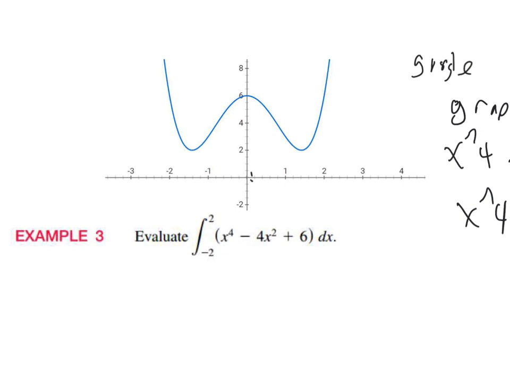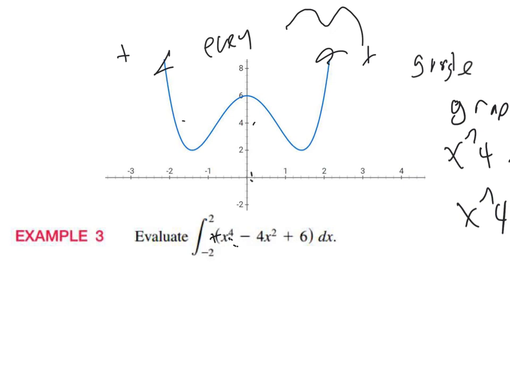Anyway, I'm looking at this function, and it's a fourth degree. Positive fourth degrees are always a Whataburger, there it is, or a McDonald's. This is a Whataburger because it's positive. That means it goes up forever on both sides. It has symmetry. It's even.